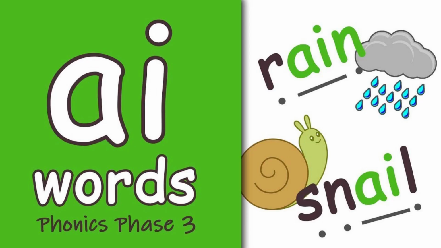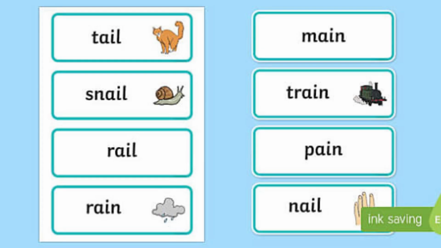Like snail. Here are some more examples with the sound A. Like tail, snail, rail, rain, main, train, pain, nail.